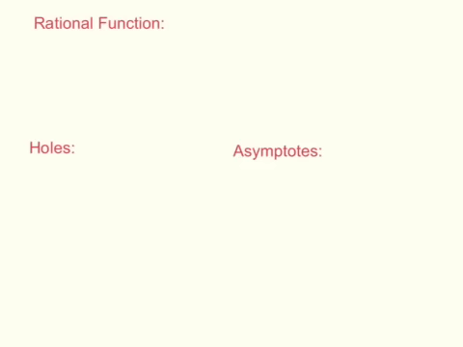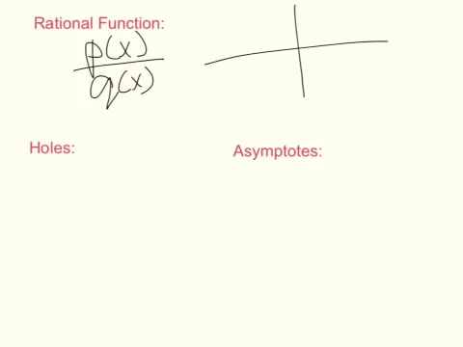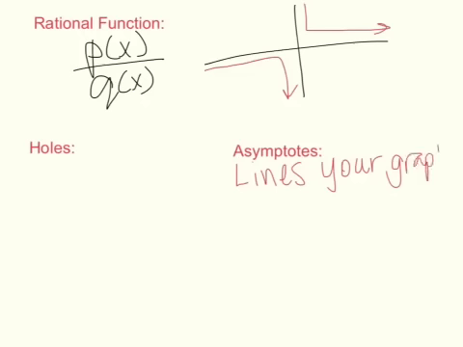So remember that a rational function is a polynomial over a polynomial, right? This is where p of x and q of x are polynomials. And the graph of a rational function looks like this, right? It's got these two curves that don't cross. It's different than the other functions we've seen before. And it has these asymptotes, right? Remember, asymptotes are lines that your graph never crosses or touches.